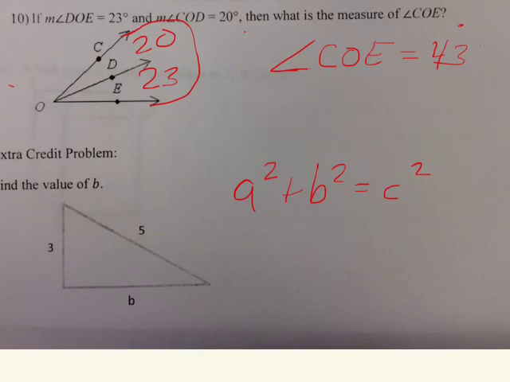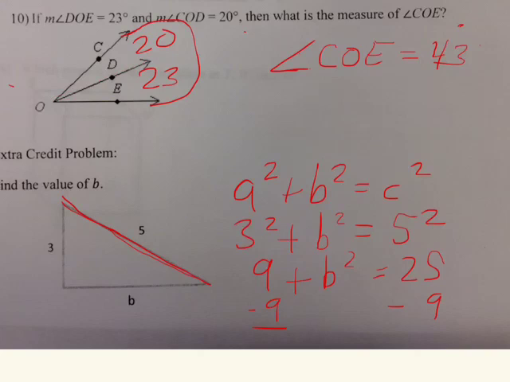Alright, so you got to use Pythagorean theorem. And the way you got to do this is the longest side is always your C. So this is going to be 5 squared here equals 3 squared plus B squared. 3 times 3 is 9 plus B squared equals 25. So now subtract 9 both sides. You get 16 equals B squared. Square root both sides, and B will equal 4.